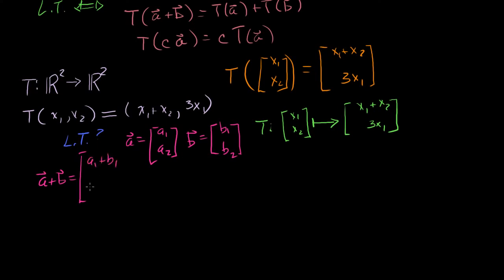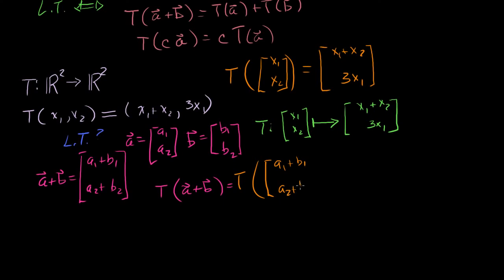And the second component is just the sum of each of the vector second components, a2 plus b2. Nothing new here. But what is the transformation of this vector? So the transformation of vector A plus vector B, we could write it like this. That would be the same thing as the transformation of this vector, which is just a1 plus b1 and a2 plus b2, which we know equals a vector.